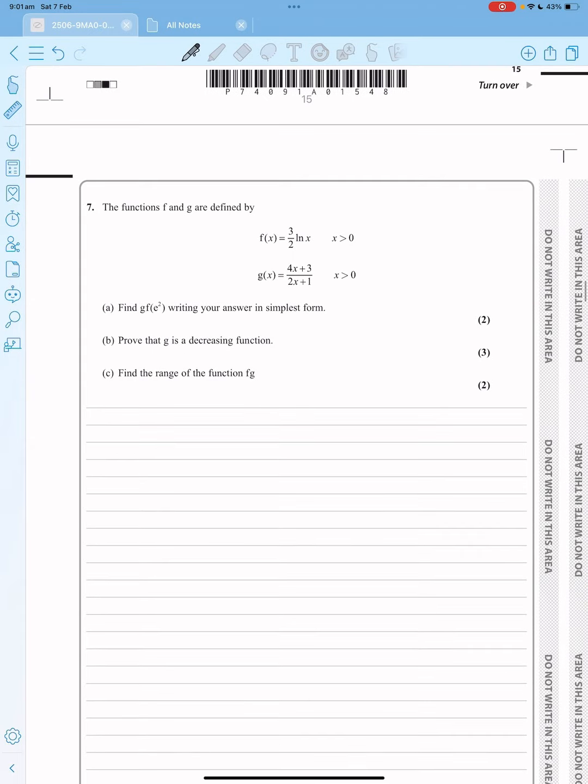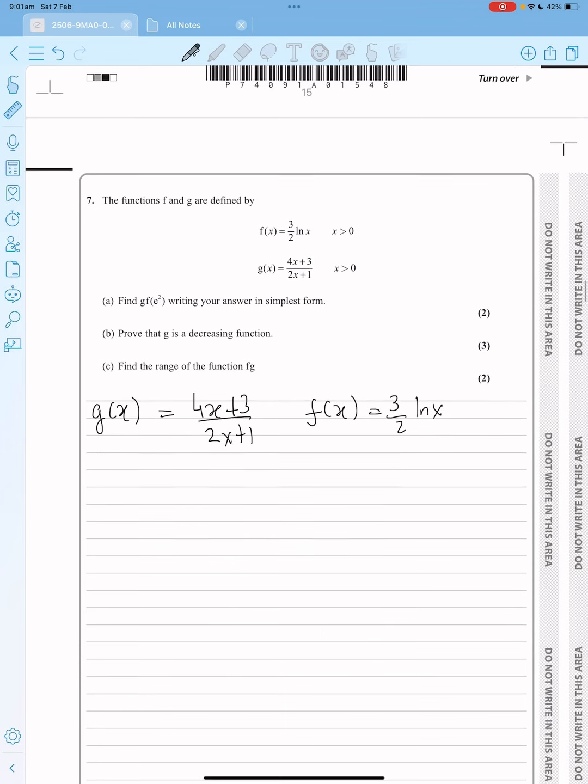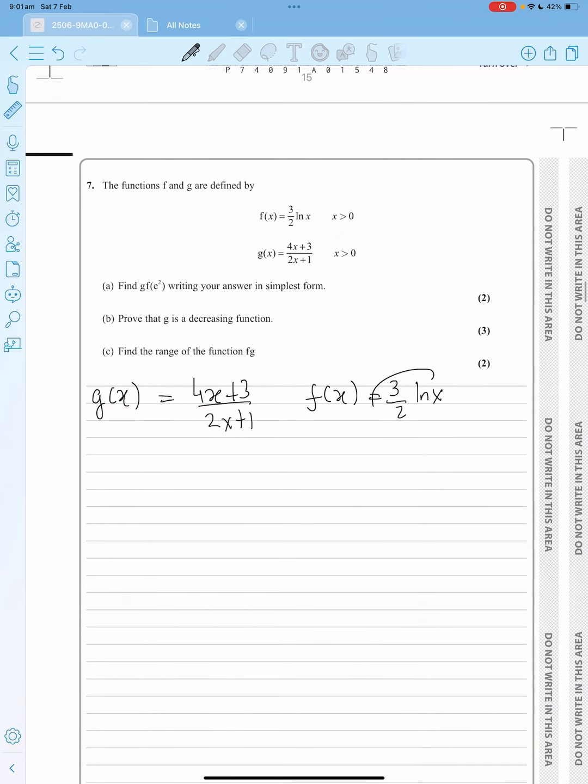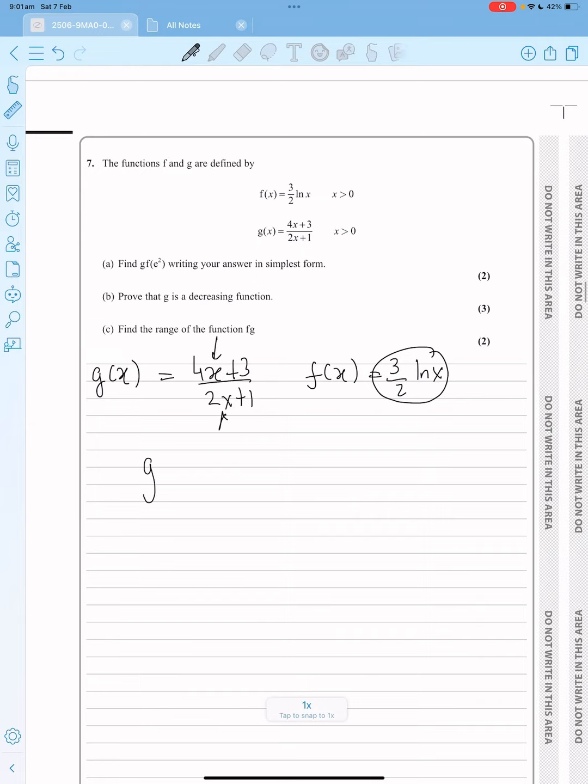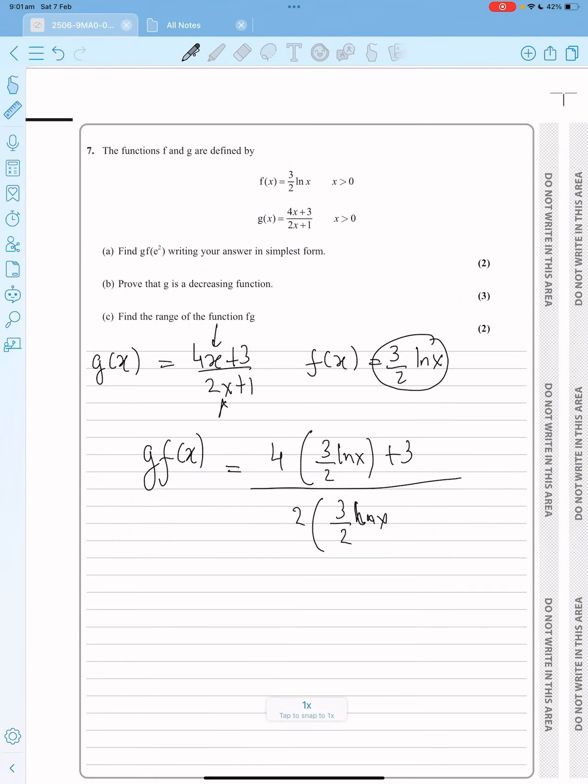Okay, so we have g of x equal to 4x plus 3 over 2x plus 1, and my f of x is 3 over 2 ln x. It's asking for gf of x, so essentially you would input 3 over 2 ln x into these two x's. So I'm going to write out my gf of x function, which would be 3 over 2 ln x plus 3 divided by 3 over 2 ln x plus 1.